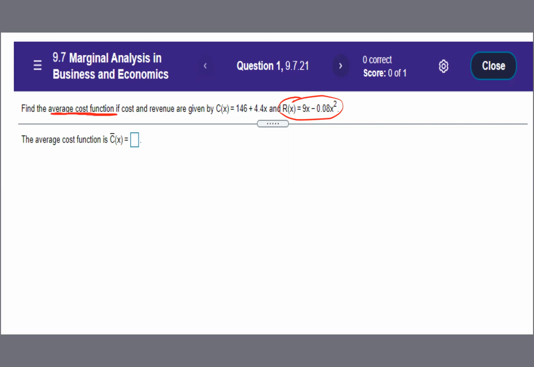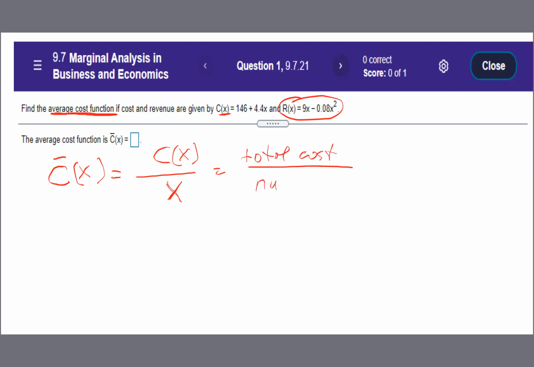So when we're given the total cost, which in our case is C of x, the average cost, which we're going to denote as C bar of x, equals the total cost, C of x, divided by x, which means total cost divided by the number of items produced.